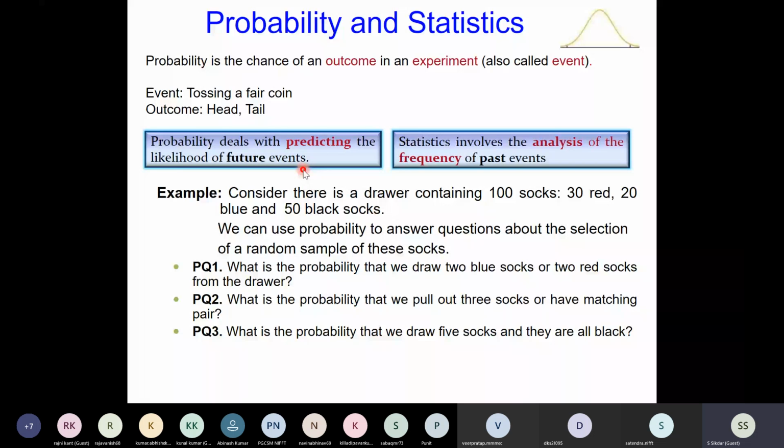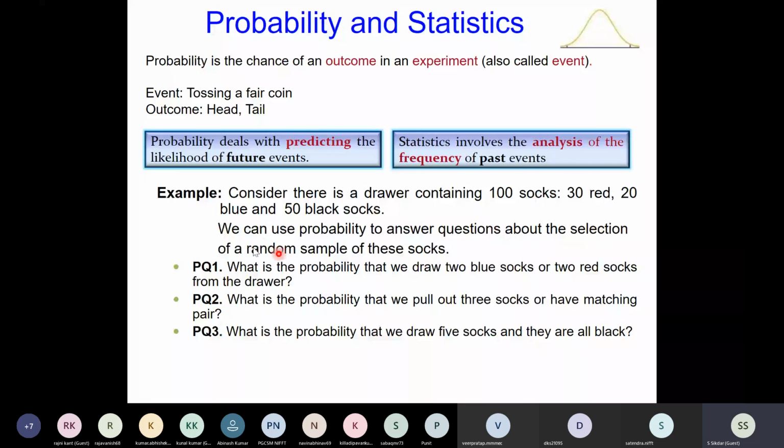Similarly, statistics involves the analysis of the frequency of past events which have already happened. You have those data, so you are just analyzing this frequency, how many times that happened, how many people have taken this test and all these things. Here it is future events, only thing here it is past events. That's the only difference.